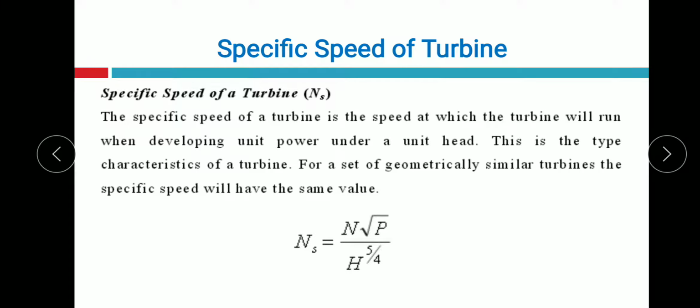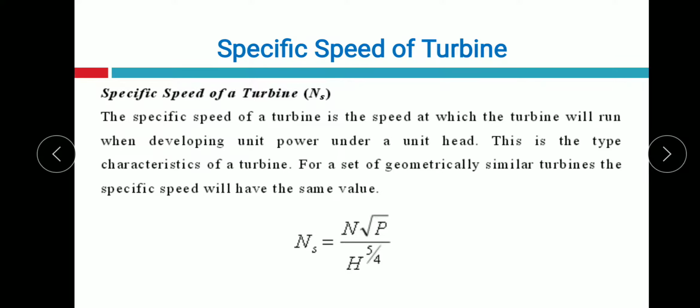This is the type of characteristic of the turbine. In the case of centrifugal pumps, we have seen that it is the speed of the pump working under unit discharge and unit head, whereas in the case of a turbine it is unit power and unit head, because the output in the case of turbines is power, whereas in the case of pumps the output is Q. That's why under the root, in centrifugal pumps you get Q, whereas in turbines you get P. Don't confuse the equations because they look the same.